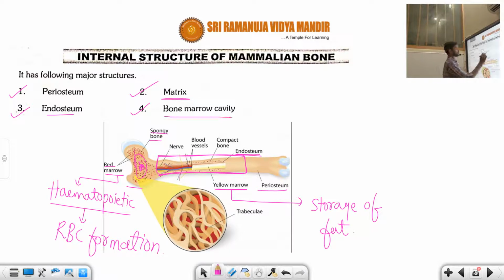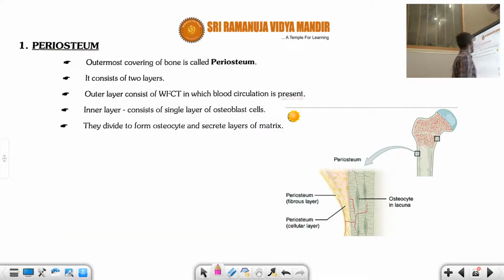So this is about the bone marrow cavity. That I am also going to teach you in a detailed manner. This is only an outline of the parts of the internal structure of the mammalian bone. Let us see the detailed information about all those things. Now, first of all, the first part: periosteum. What does the periosteum represent, student? It is the outermost covering of bone, called the periosteum.